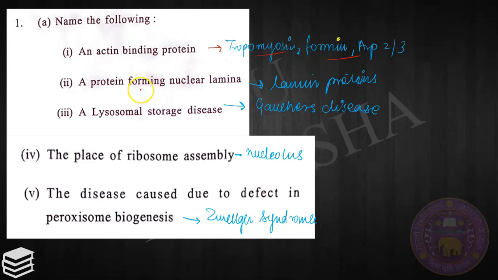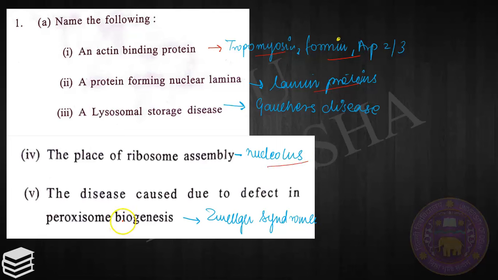The nuclear lamina is formed by what? Lamin proteins, which are a class of the intermediate filament proteins. They provide mechanical support as well as organize chromatin. Third is lysosomal storage disease, that is Gaucher's disease, that occurs due to deficiency of the enzyme glucocerebrosidase. Fourth is the place of ribosome assembly, that is the nucleolus.